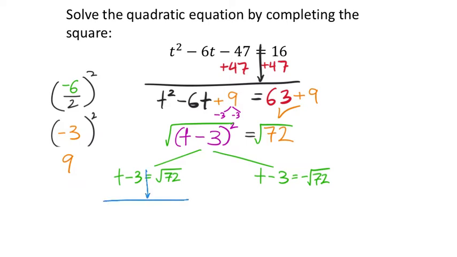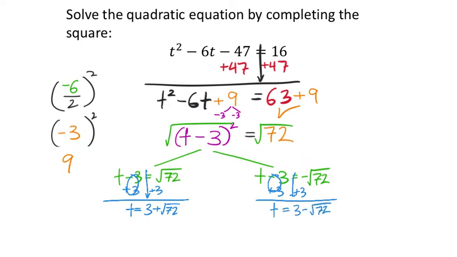So we'll add 3. I'll simplify it still, but I'm going to wait till the end. So now we've just zeroed out those negative 3. So we'd end up with t equals 3 plus the square root of 72 there. But also on the other one, I got t equals 3, but now minus the square root of 72.